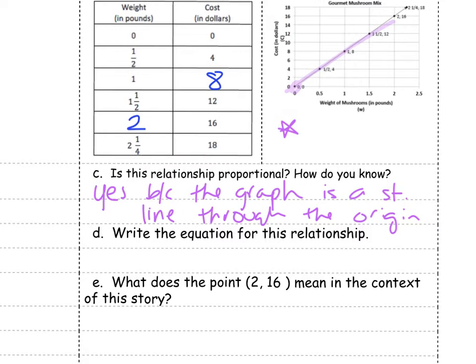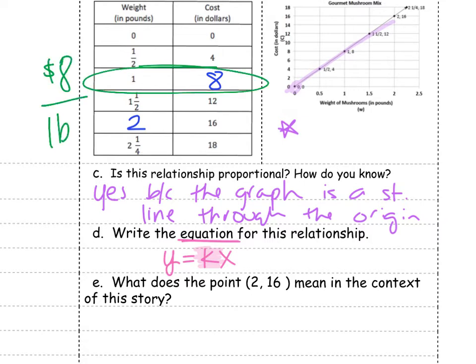My next question is write our equation. So remember, back in our last unit, our equations always followed the pattern y equals kx. The letter K was our unit rate. Remember, we already established my unit rate was $8 per 1 pound. So my relationship is y equals 8x.